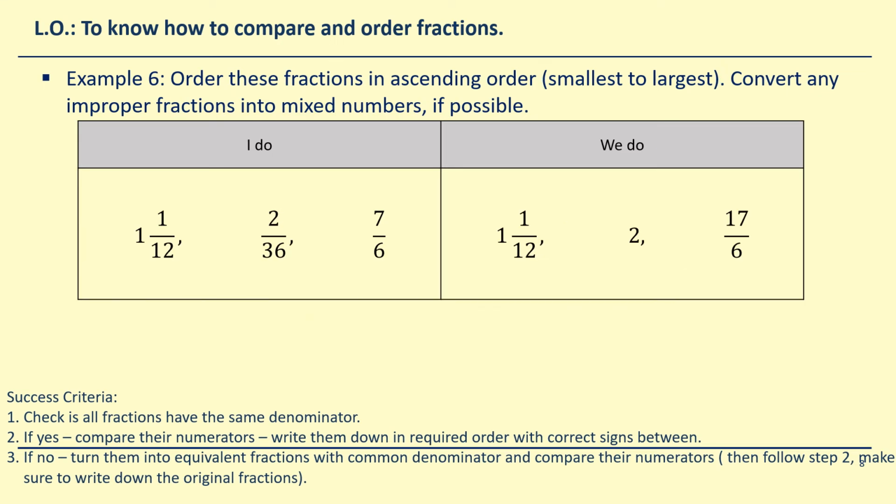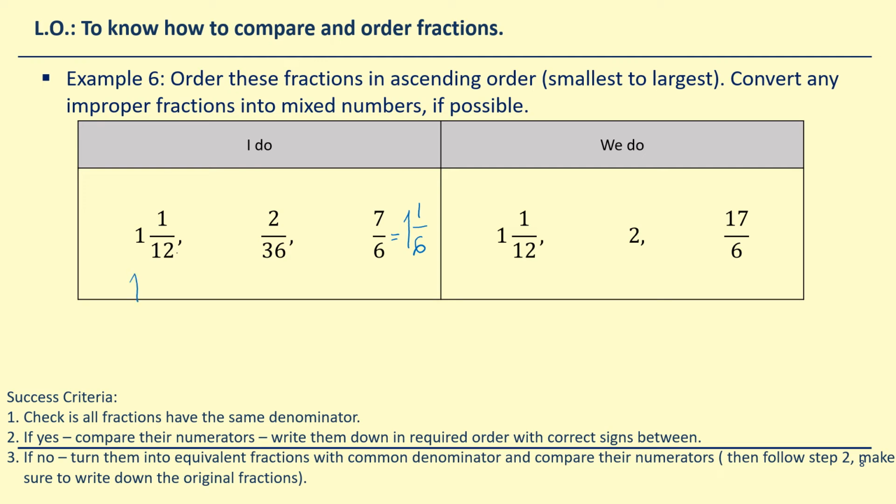Let's do one more example together. So in here I've got 1 and 1/12. This is 1 and 1/6, and this is 2 over 36. So the lowest common multiple of 12, 36, and 6 is actually 36. So I will turn each of them into a fraction over 36.